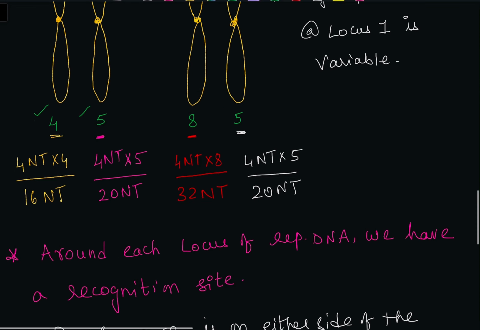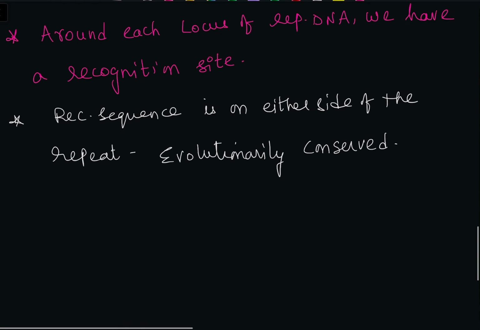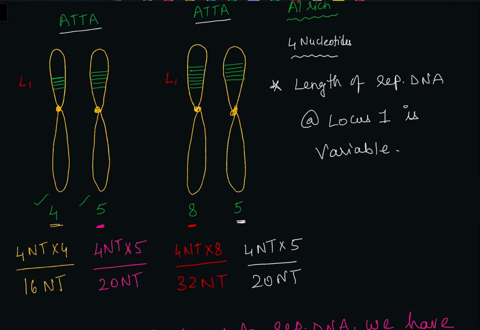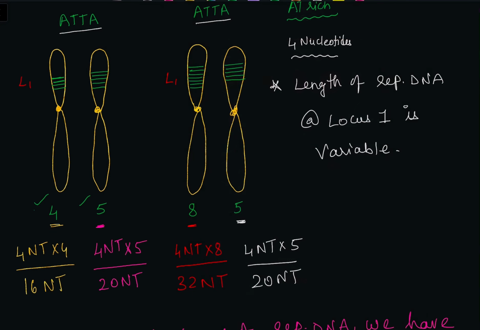So here, as I told you, the number of repeats is what makes the difference between the length of the repetitive DNA at each locus. Now the recognition sequence, suppose this is your, so now I can take you to this and show that this is your recognition sequence on either side. Here is a recognition sequence. This is another sequence. So for this locus, you have the recognition sequence on either side, right? This is important here.